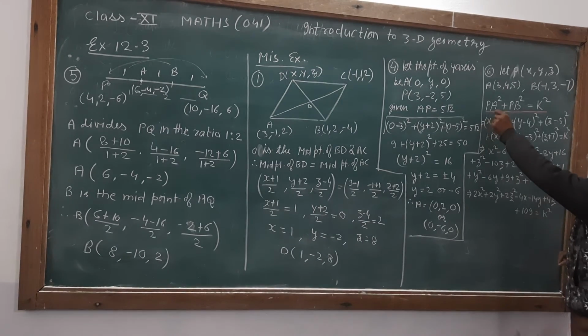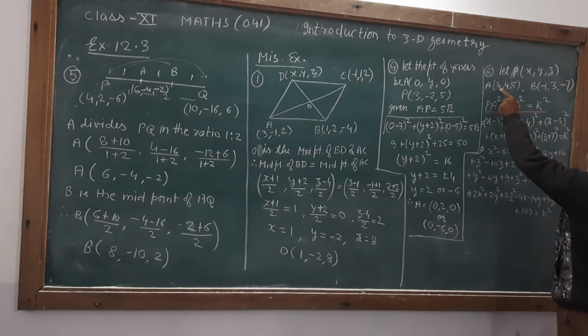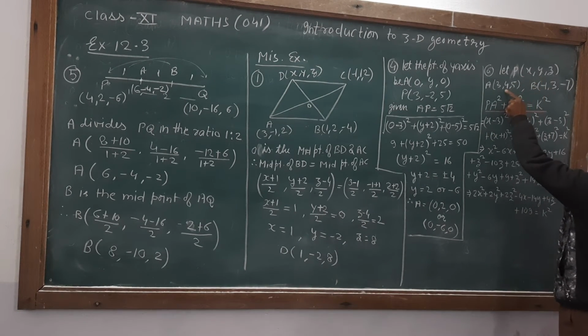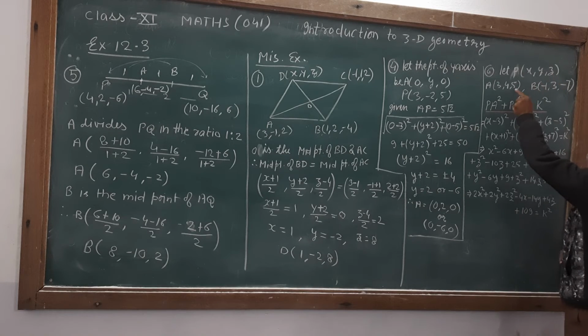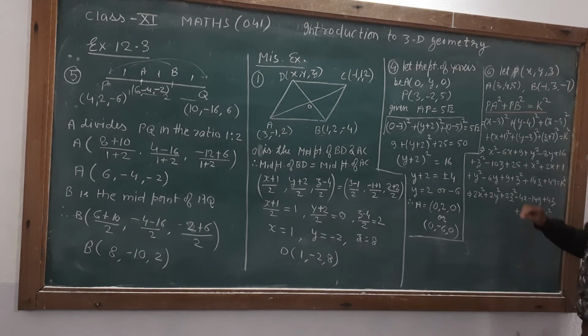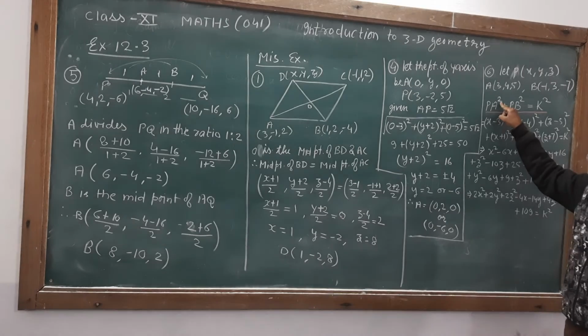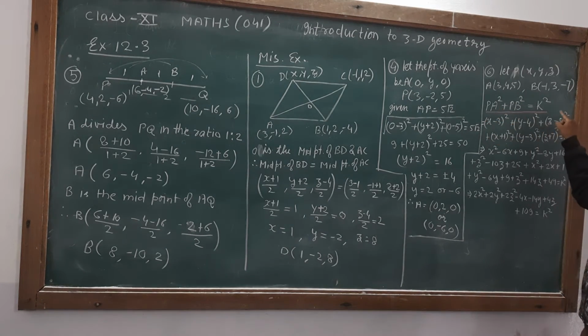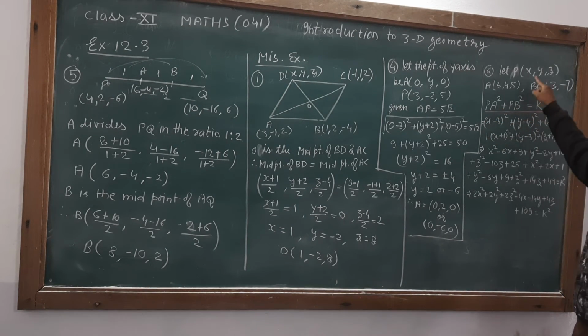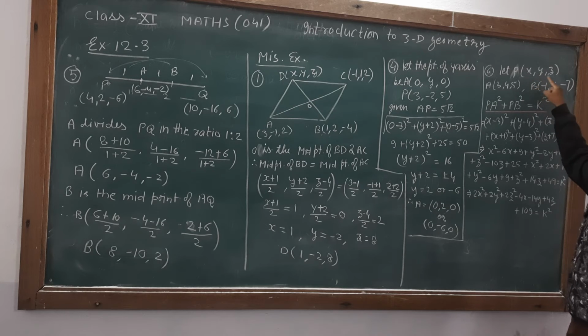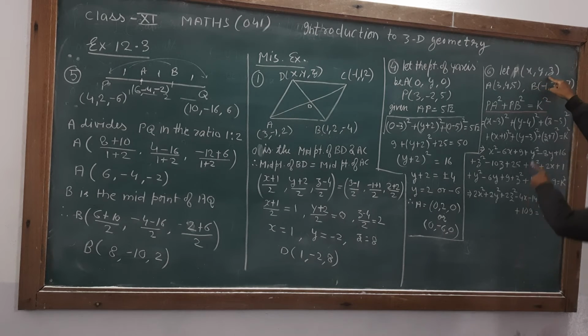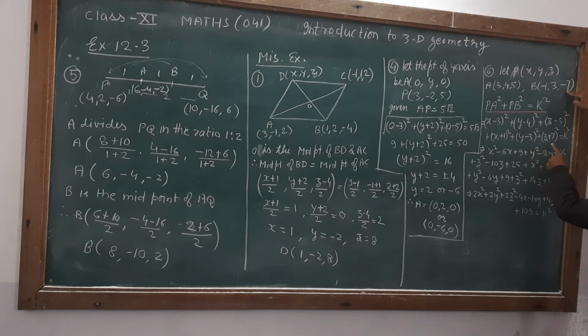So using the distance formula, find the distance PA: (x - 3)² + (y - 4)² + (z - 5)², and since the square is there, we are not taking the root. Like this, PB² will be (x + 1)² + (y + 3)² + (z + 7)², that is equal to k².